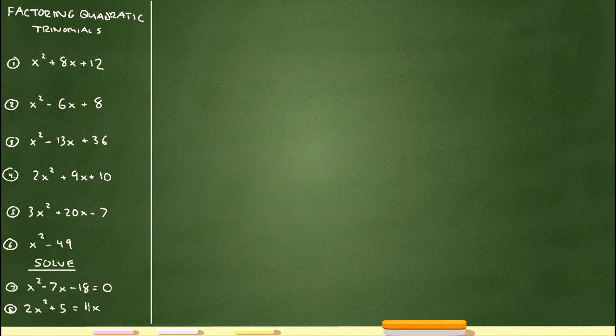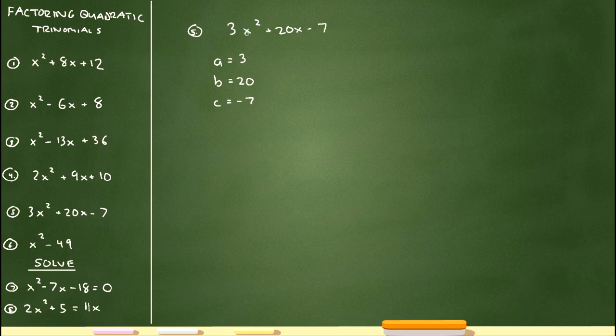Now let's go ahead and take a look at number 5. So for number 5, we have the same type of setup here. We have 3x squared plus 20x minus 7, and we're tasked with trying to factor this. So we see that a is equal to 3, b is equal to 20, and c is equal to negative 7.